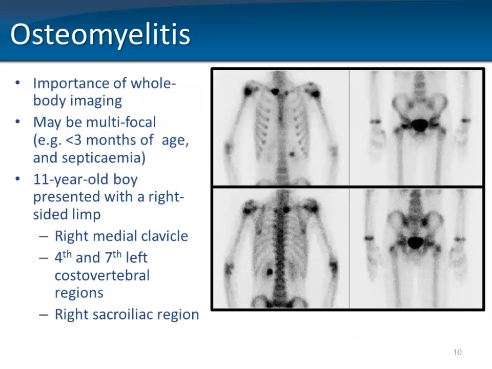So far, the excursion into how things work at a cellular level. Going back to imaging, what we know, what we love. The power of bone scintigraphy, of course, in osteomyelitis is that we do whole body imaging because we know it can be a multifocal disease, especially in young patients or after septicemia, as illustrated in this older boy, where you can see the pathological sites at the clavicle, vertebral regions, and the right sacroiliac joint.